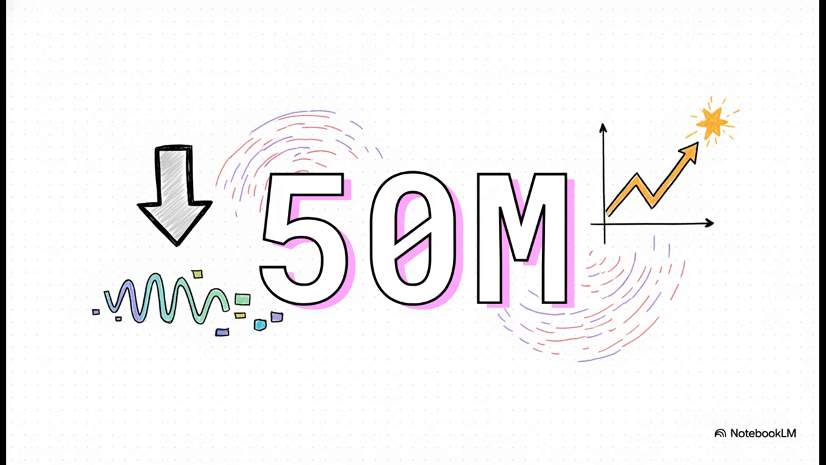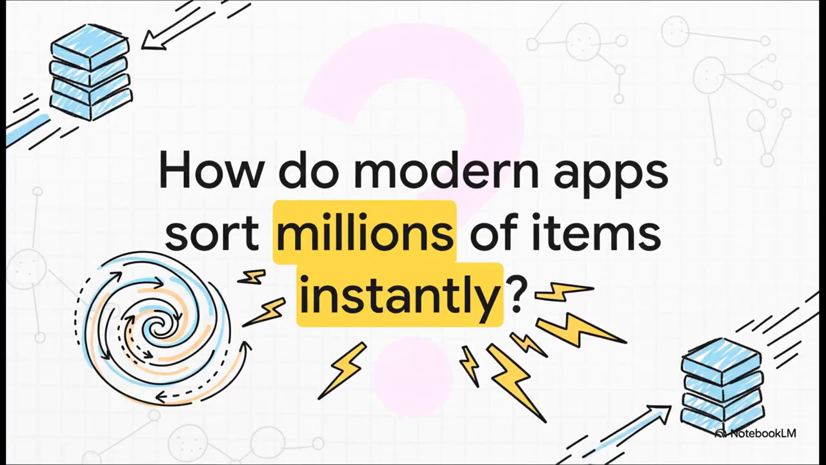And this just illustrates the problem perfectly. To sort a list of just 10,000 items, which, let's be honest, is pretty small these days, an algorithm like selection sort would have to do somewhere around 50 million comparison operations. That is just way too slow for any modern application. Which of course brings us to the big question.